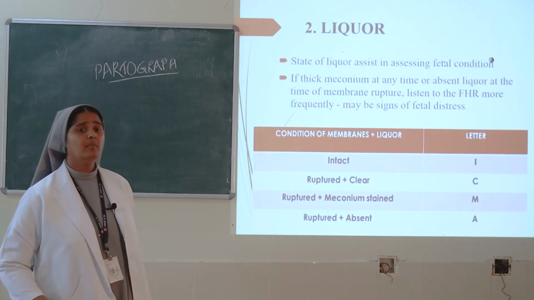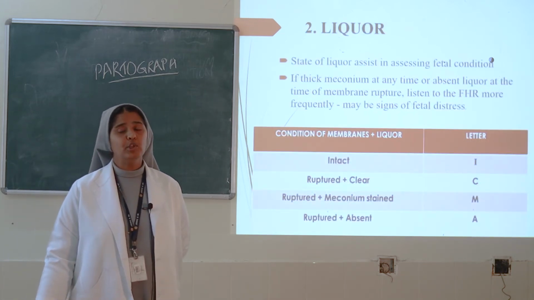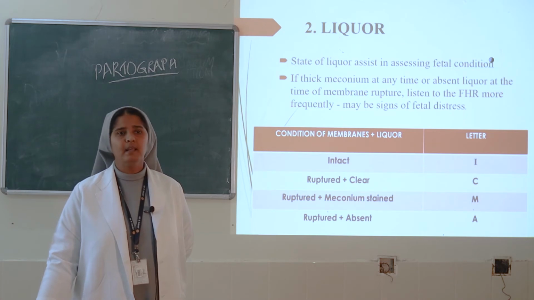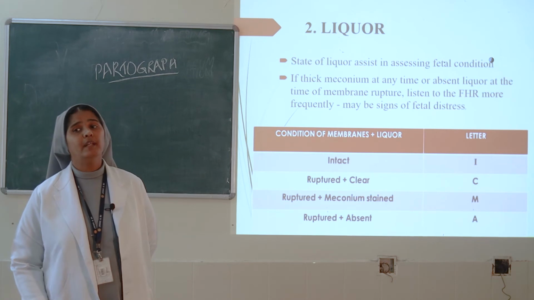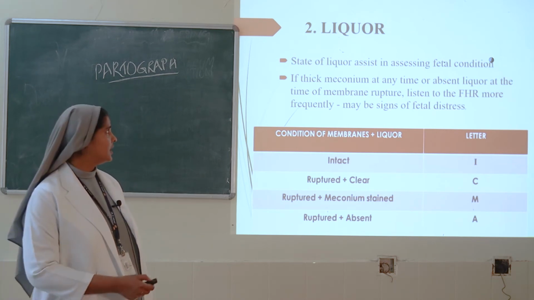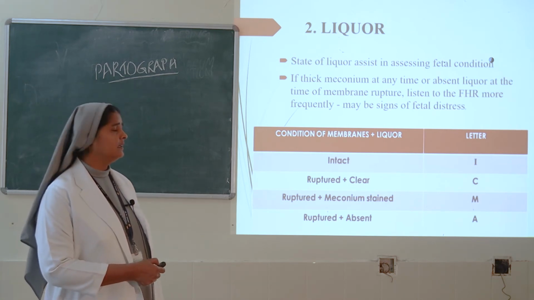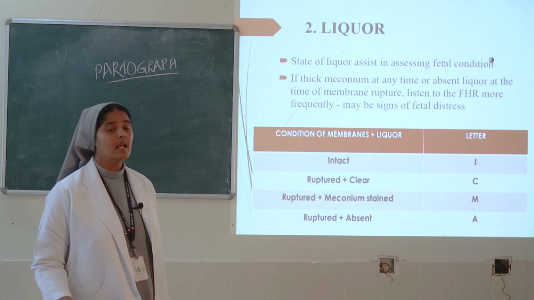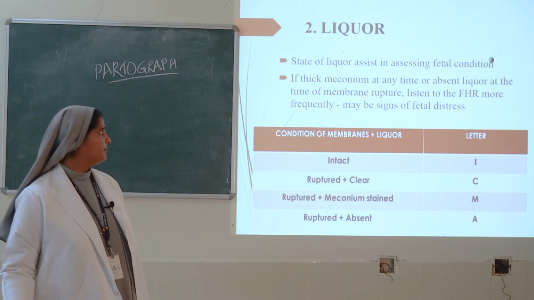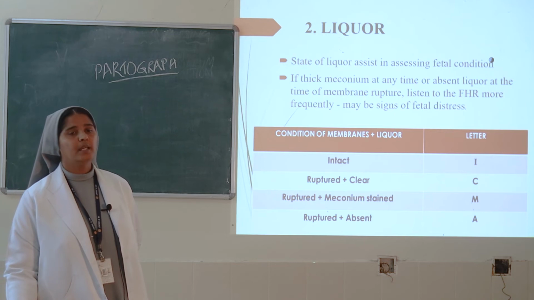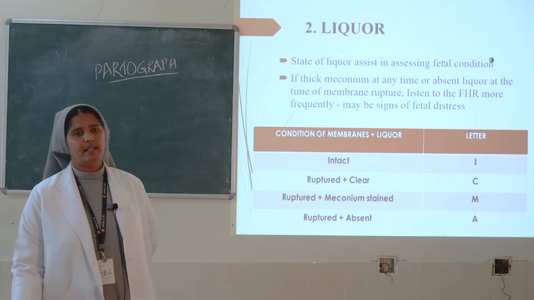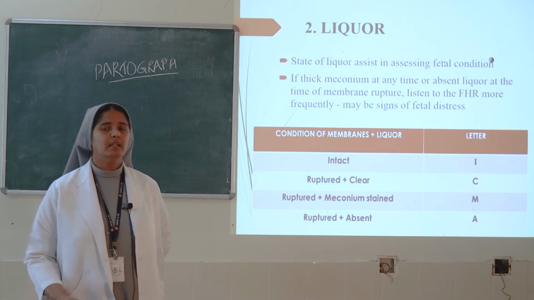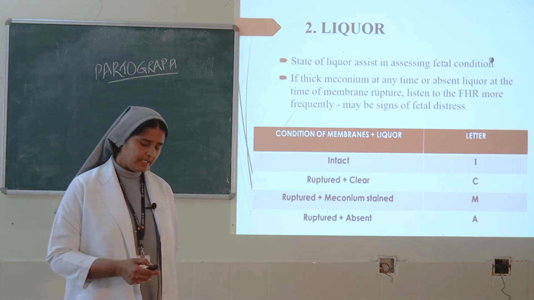Then the second component is the liquor, that is the amniotic fluid. We are assessing the amniotic fluid. Amniotic fluid we can assess only after the membrane gets ruptured. The state of the liquor will help us to assess the fetal condition. Sometimes we can see a thick meconium stained liquor; that is a sign that the fetus is having fetal distress.